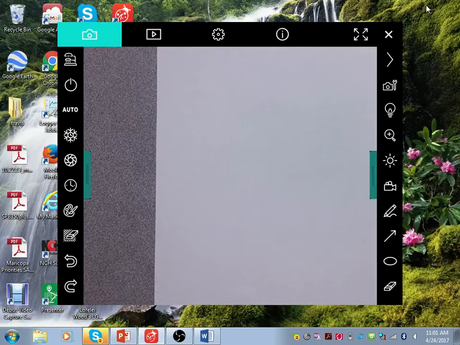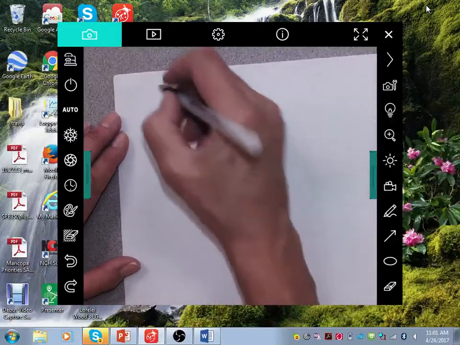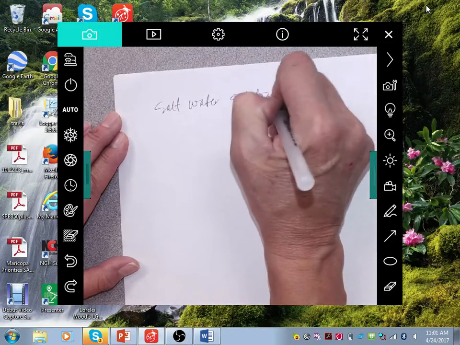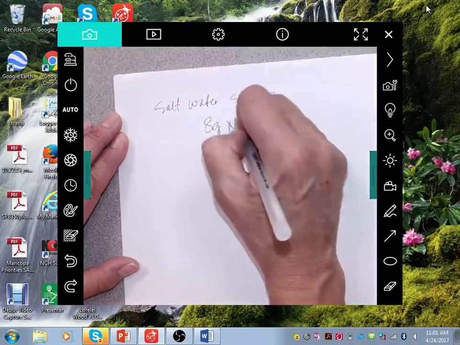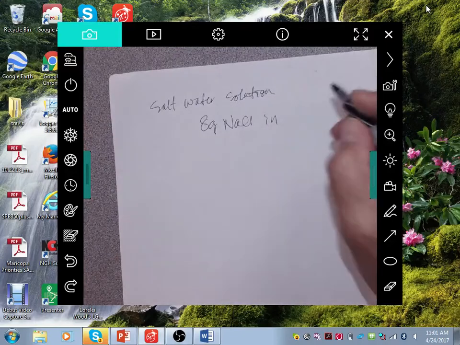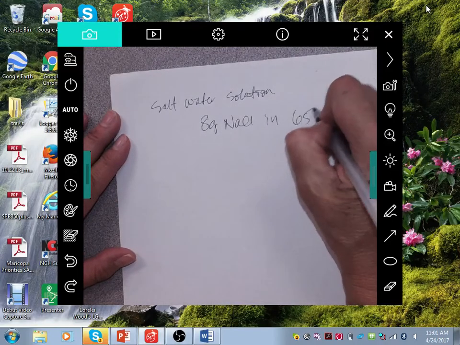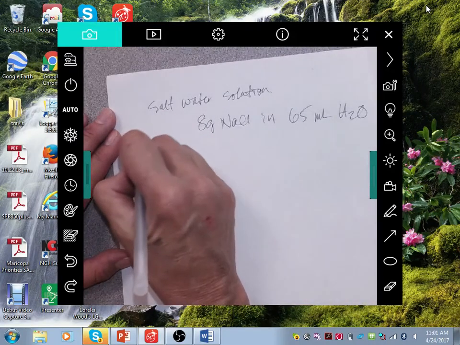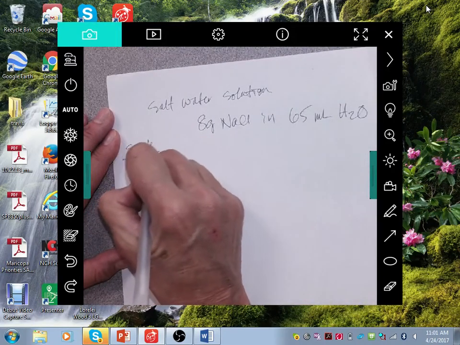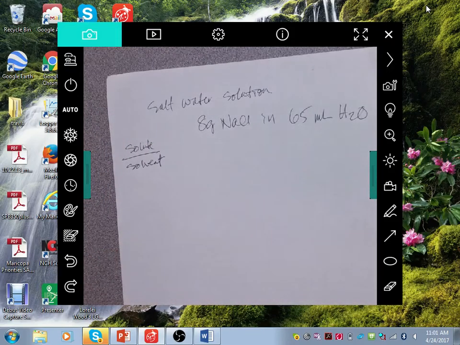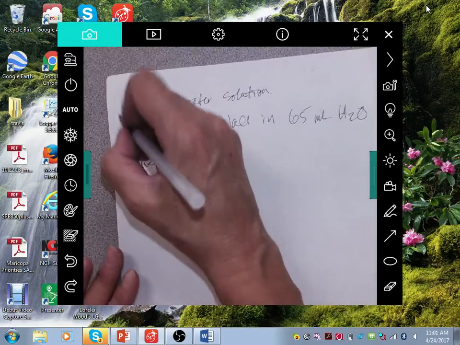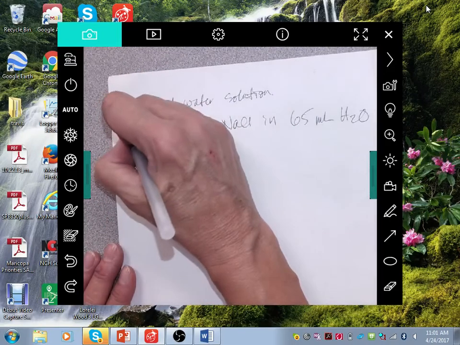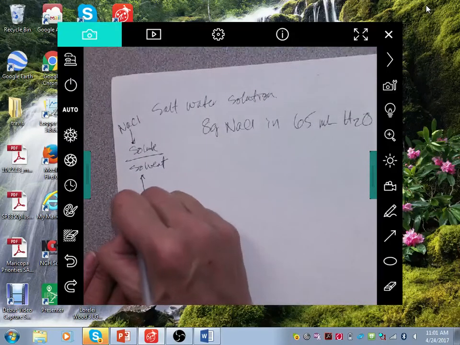So if we say, all right, I'm going to use the same saltwater solution, in which I'm going to dissolve 8 grams of sodium chloride in, we'll say, 65 mils of water. All right, so we got solute versus solvent is all the ratios that we use to express concentrations. In this case, what's the solute and what's the solvent? NaCl is my solute. My solvent then is good old water.